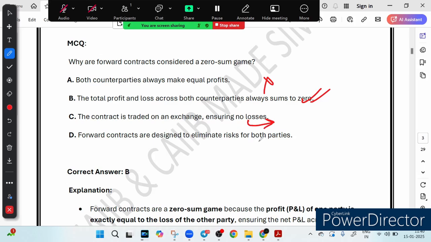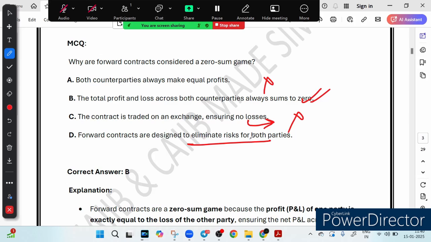Option C: this contract is traded on exchange, ensuring no loss. Already I have told you that a forward contract is an OTC derivative. They are not traded on exchange, right? It is made privately between two parties. Exchange traded contracts like futures offer protection like daily settlement, but forward contracts rely on trust and private negotiation. Now, option D: forward contracts are designed to eliminate risk for both parties. This is not true because forward contracts don't eliminate risk. They merely shift it from one party to the other. For example, if you are a farmer, you might sell your crop in advance through a forward contract to avoid the risk of falling prices.